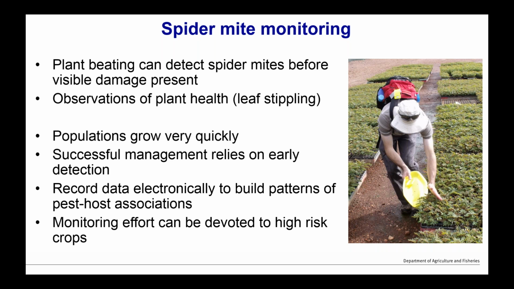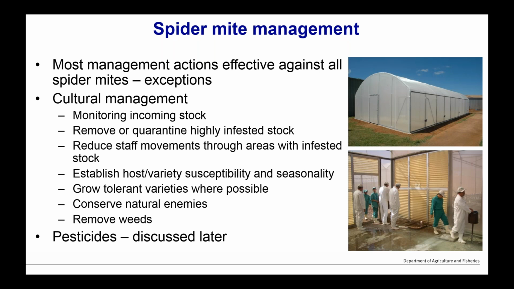So it's important to record your data electronically and build patterns of pest-host associations so that you know which plant species or varieties are more likely to be hit in a particular season or under particular conditions. That way you can devote your monitoring effort more efficiently to the high-risk crops, and they can perhaps be an indicator that you need to look in other crops for, let's say, spider mites or other pests. The management actions that you would take against spider mites are relatively similar across a wide range of spider mite species, and are also relevant for other mite groups. We'll refer back to this set of management strategies later in this webinar.